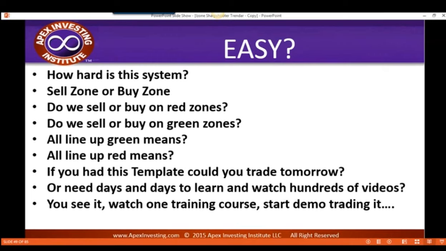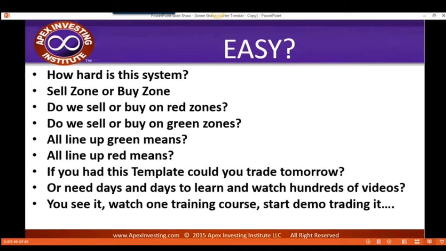If you had this template right now, do you think you could trade this tomorrow? Or do you need to watch hundreds of hours of training and videos? No, I think you see it. Yeah, we have a step-by-step training video. Take some time to watch it to make sure you got everything down. But this is not something that you need to spend weeks watching videos and studying. If you don't get it, just watch this video again or watch the training course real quick and start demo trading it. I'm not saying, oh, you got it, go trade live tomorrow.